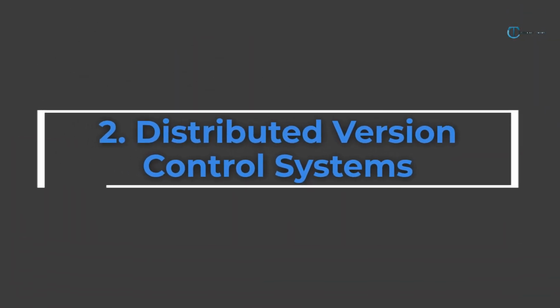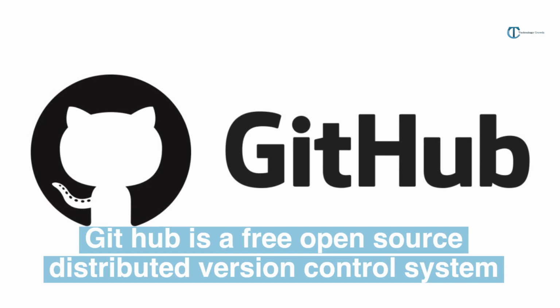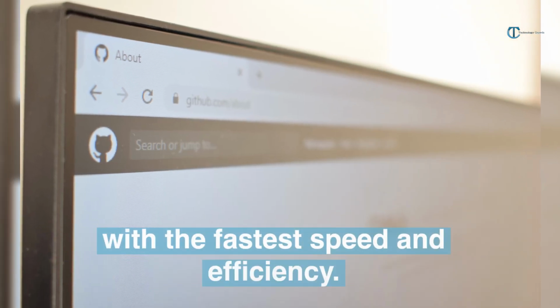What is GitHub? GitHub is a free open source distributed version control system that is built to control everything from various sizes of projects with the fastest speed and efficiency.